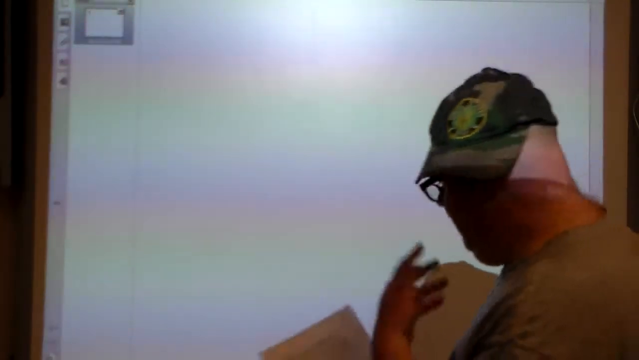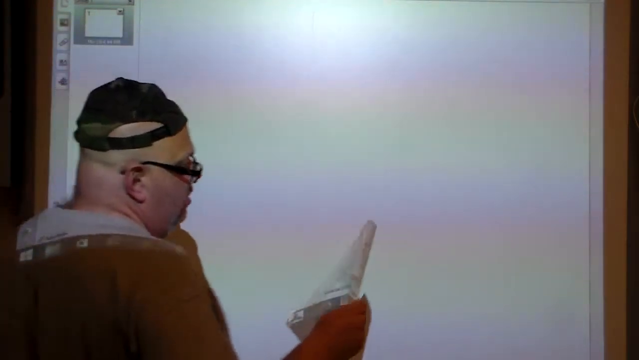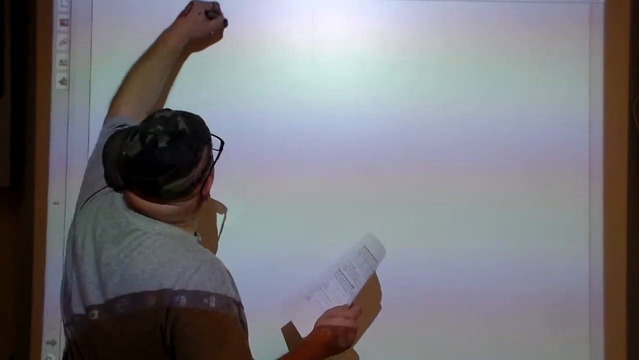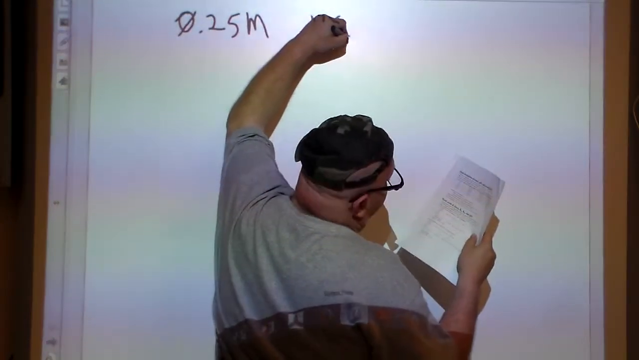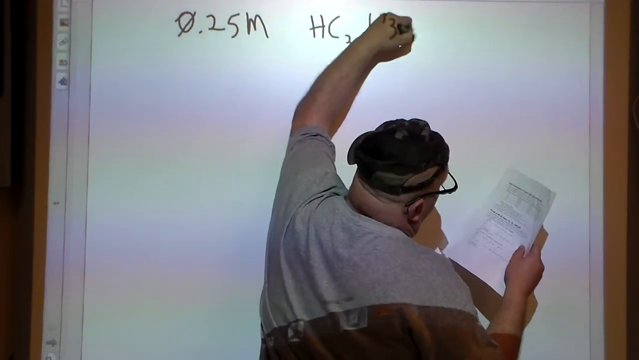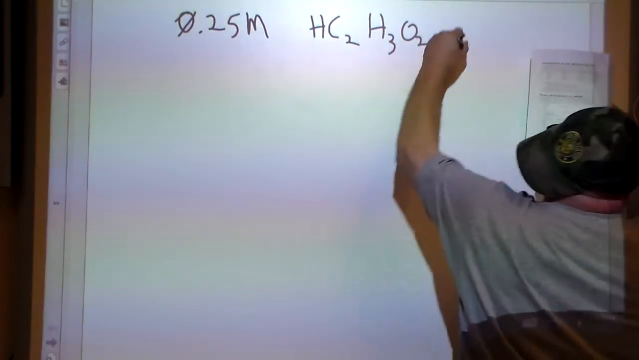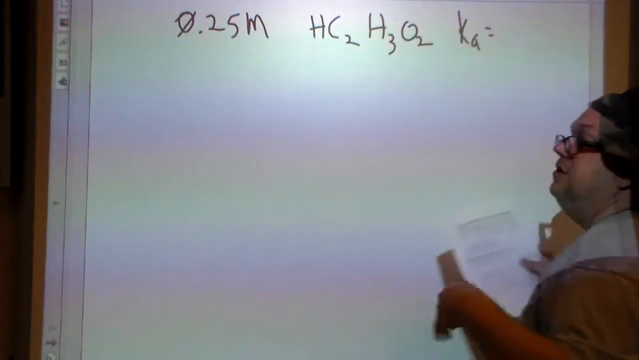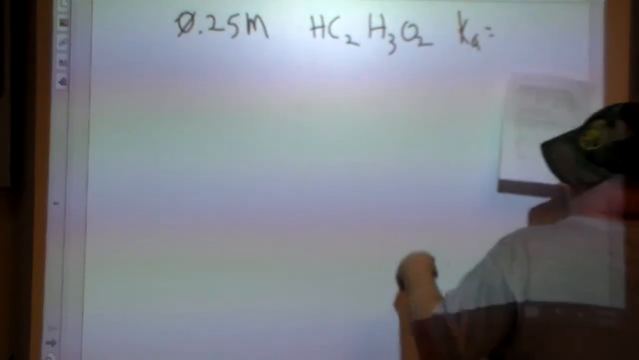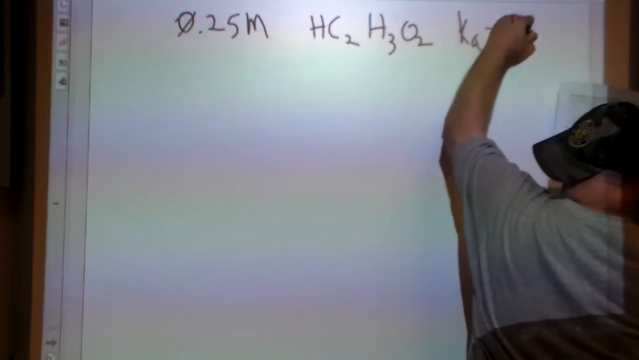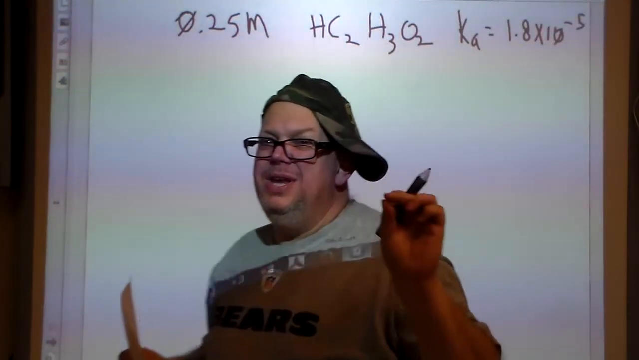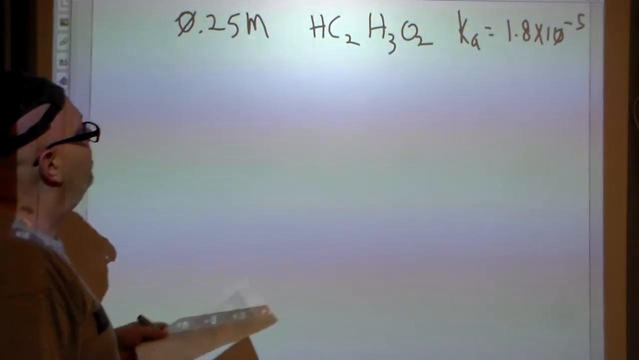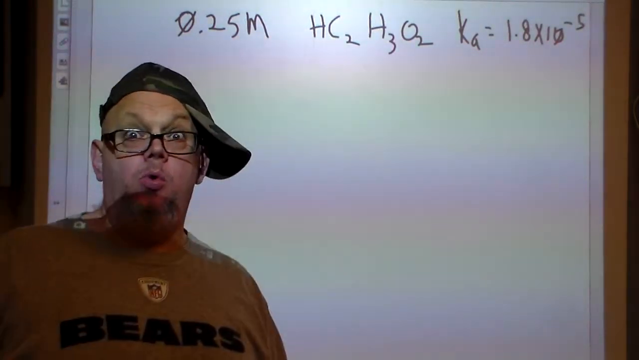So let's go ahead and work through an example. And remember, this idea also can apply to bases as well. So I have a 0.25 molar solution of HC2H3O2. They do give us the equilibrium constant, or the dissociation constant, and that happens to be 1.8 times 10 to the minus fifth. That's what they gave us. Ooh, that's really tiny. Well, where do I even begin?